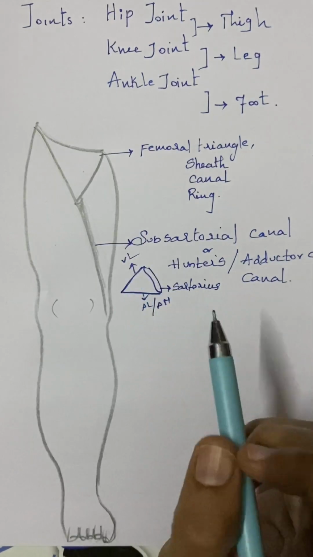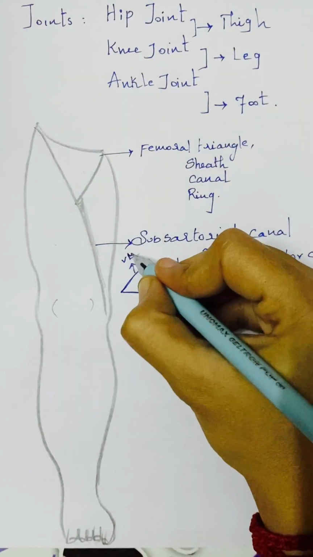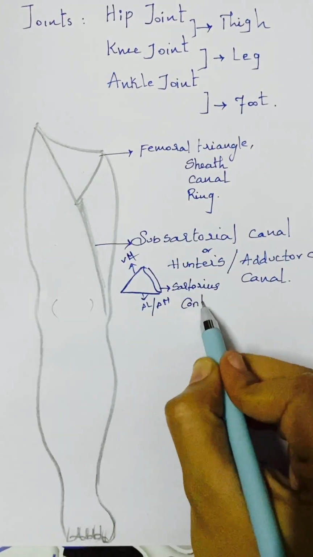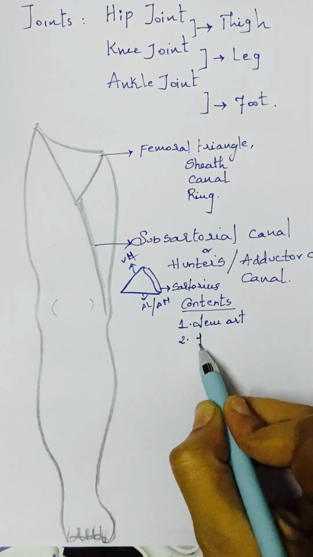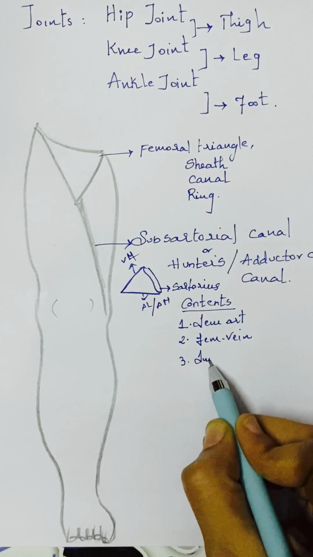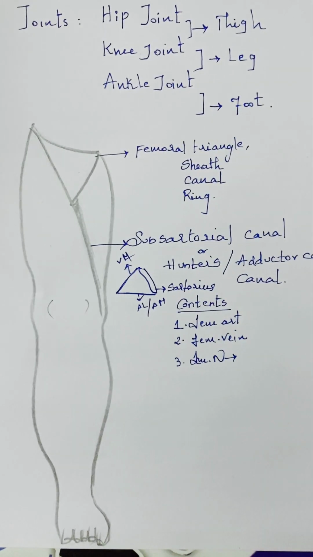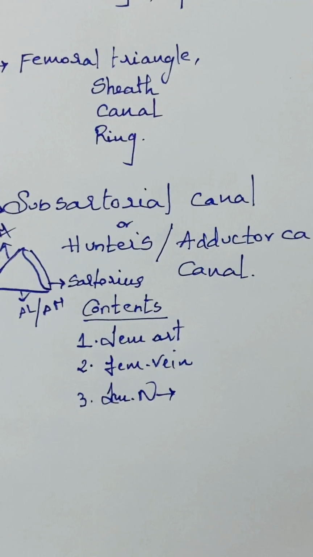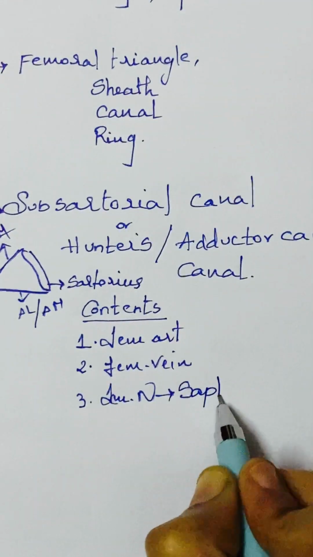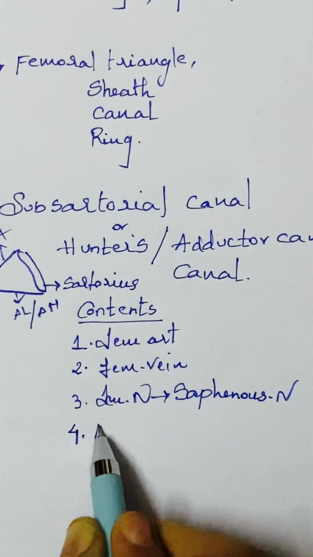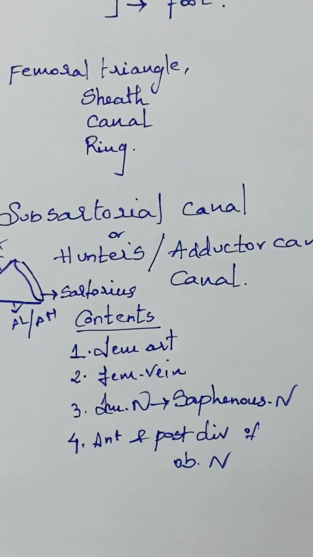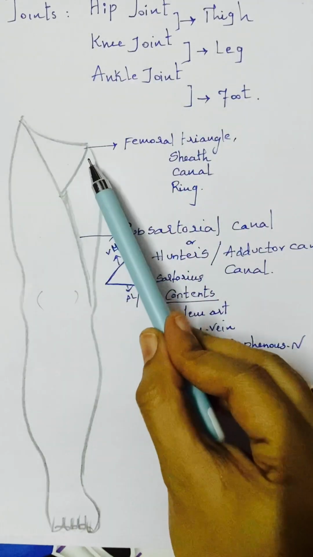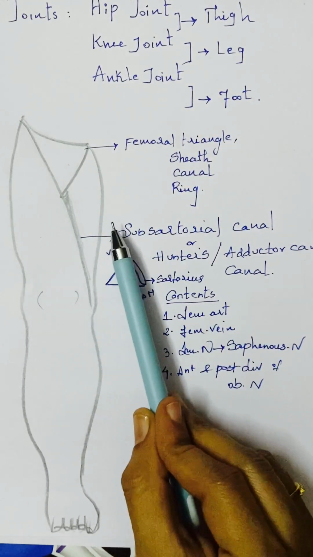Now what are the contents of this adductor canal? The contents are the femoral artery, femoral vein, the saphenous branch of the femoral nerve. We have just seen the saphenous branch is a posterior division of the femoral nerve. Then both the anterior and posterior divisions of the obturator nerve. These are the contents of the adductor canal.